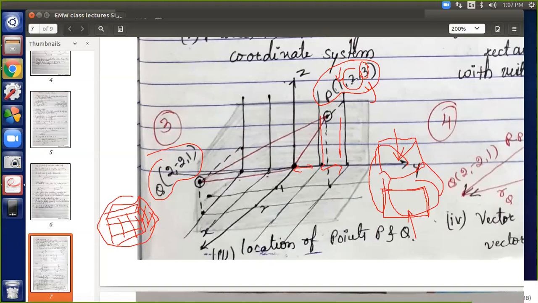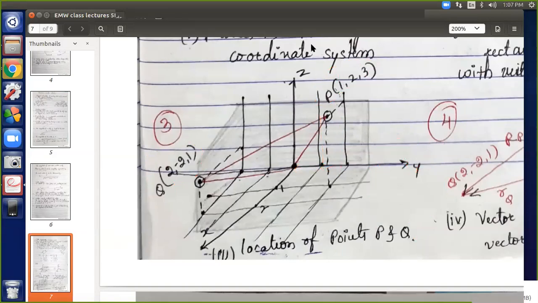But still, let me try to make you imagine how to plot these. Now coming to the next, how to mark this point 1, 2, 3. First let us start with the value 1. 1 is for the x direction, right? So out of these 3 lines, x is this. So move from the center point towards the x direction like this.